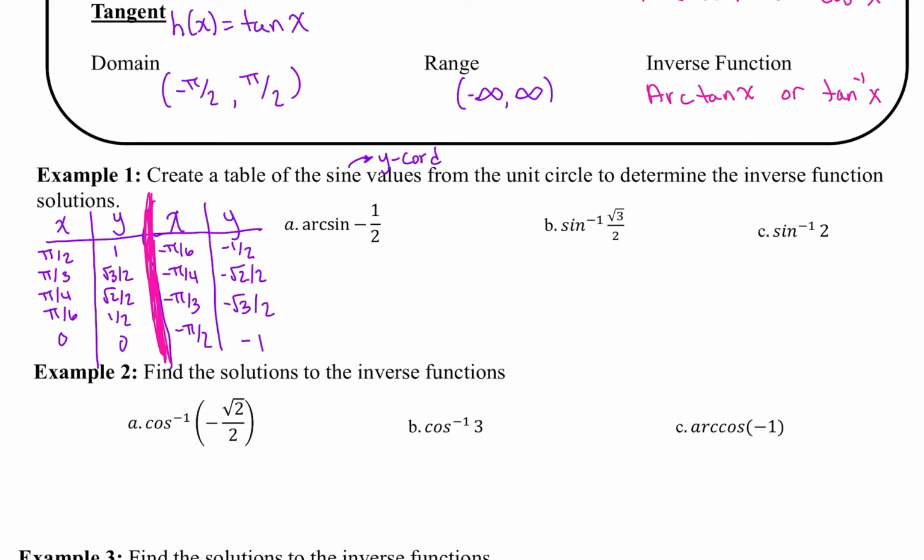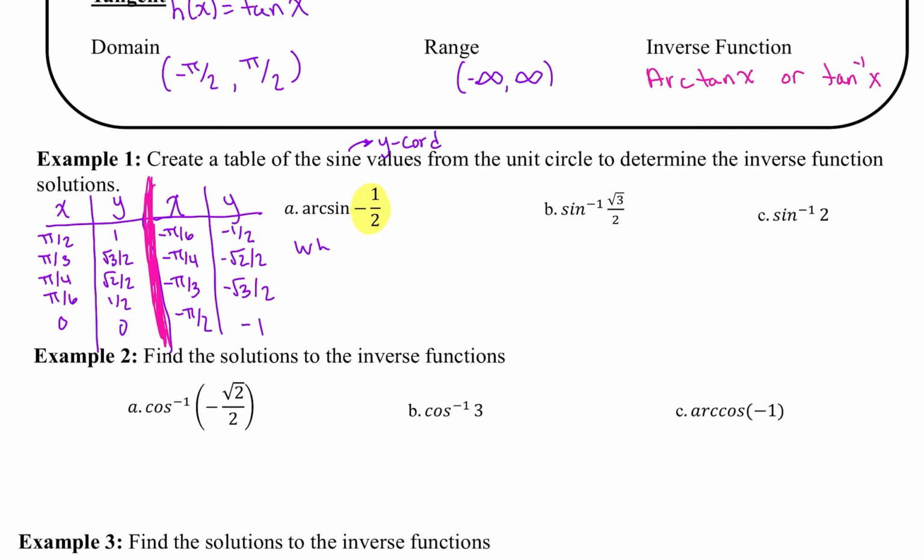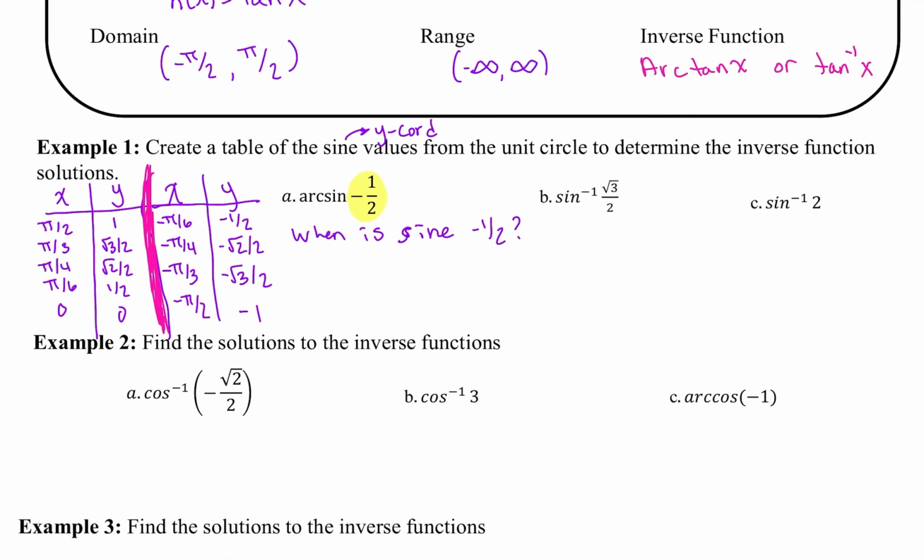So this first one says, find the arc sine of negative 1/2. What that means is we're going backwards. So instead of me saying, what is the sine of pi over 6, or what is the sine of 150 degrees, now we're saying go backwards. This question literally says, when is sine equal to negative 1/2? That's the question that's being asked here.